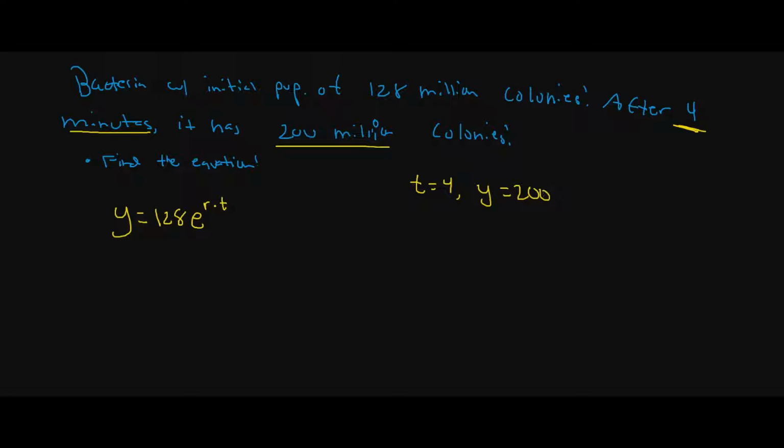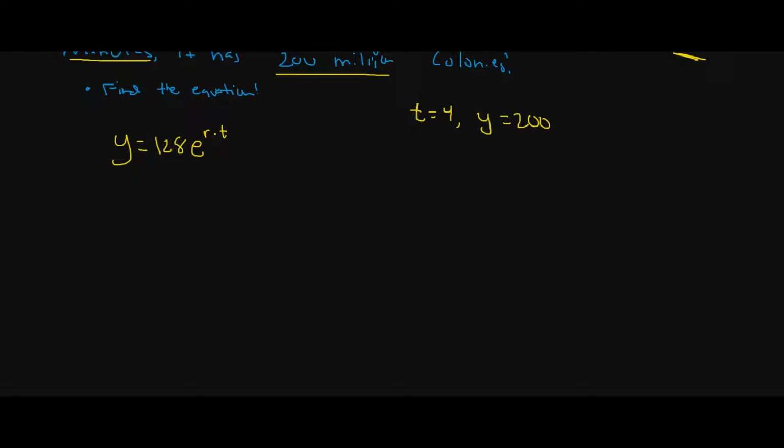Let's plug that into my equation and solve for our rate of change, because we do want to find out how long it will take until it has 400 million. So let's plug in 200. The y value is equal to 128 e to the r times 4. And let's use the natural log to solve for r.